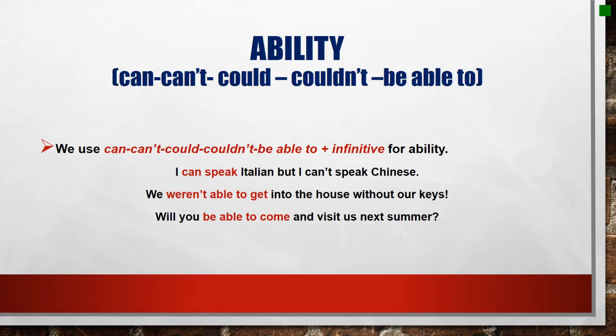We use can, can't, could, couldn't, be able to plus infinitive for ability. For example, I can speak Italian, but I can't speak Chinese. We weren't able to get into the house without our keys. This sentence shows that we didn't have the keys, but we tried to get into the house, but we couldn't do that. Another example, will you be able to come and visit us next summer?